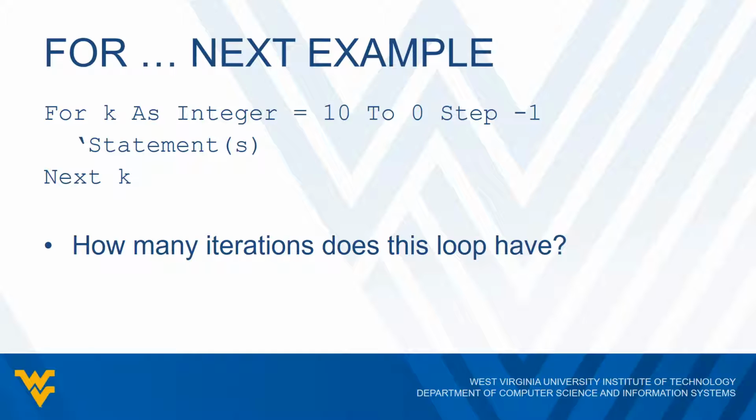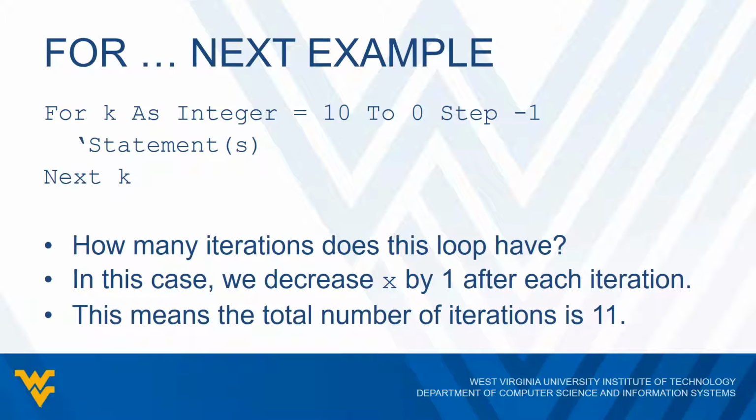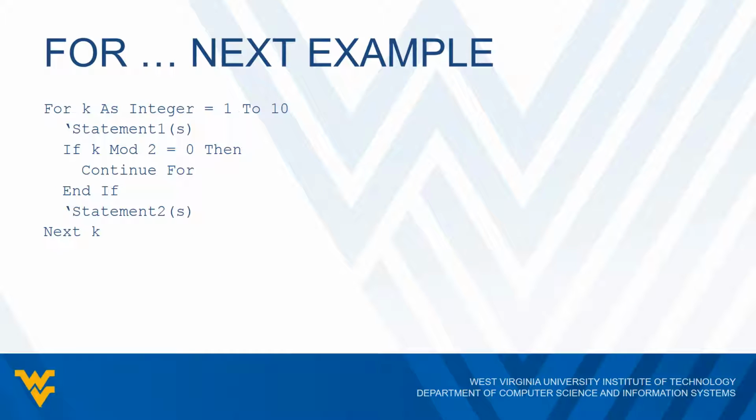In this case, what we're doing is we're decreasing the value of x by 1 after each iteration. So we're allowed to decrease values as well, just like in other for loops from other programming languages. So we start at 10, then we go to 9, 8, 7, 6, 5, 4, 3, 2, 1, and including 0. 0 is valid. That means that we actually have 11 iterations.